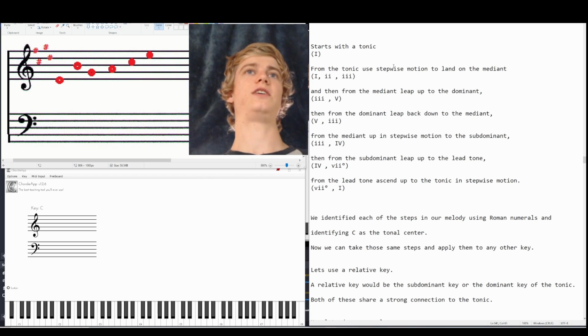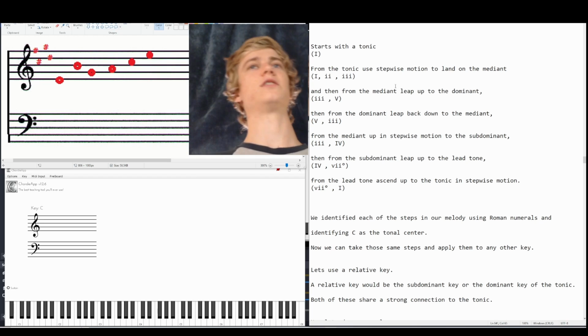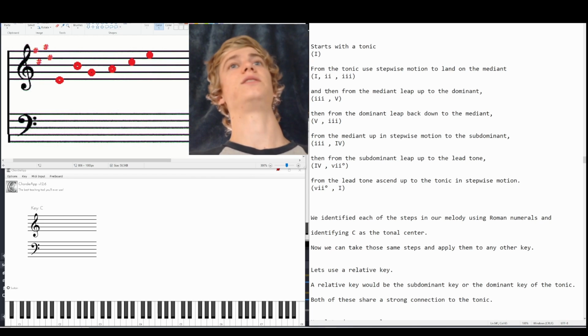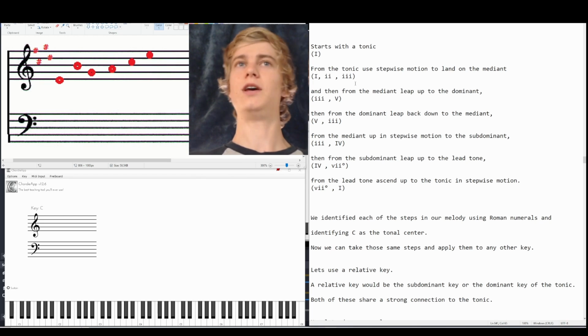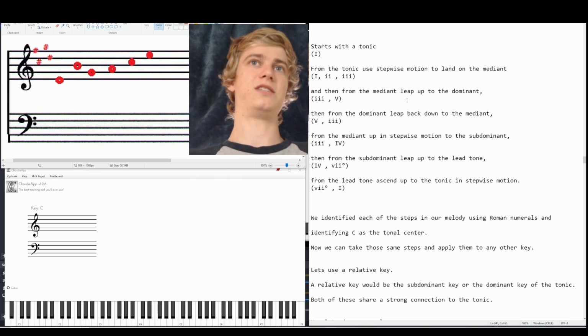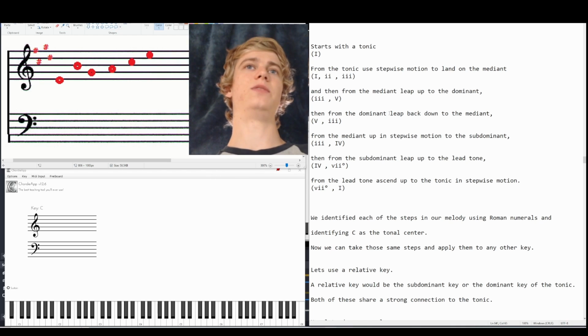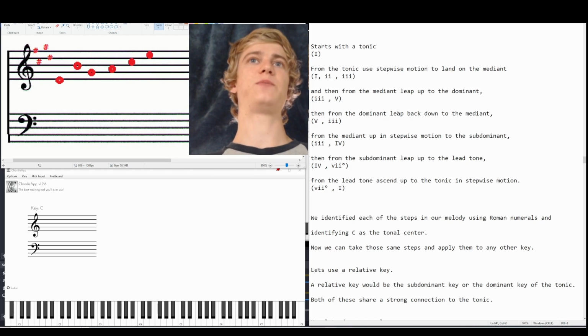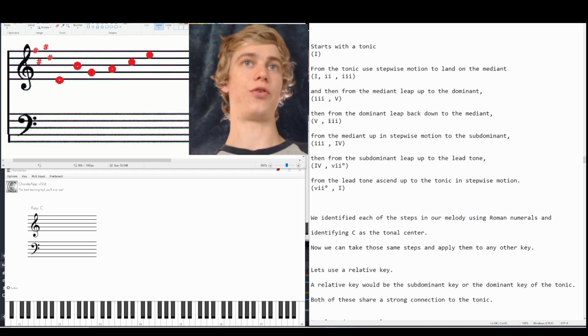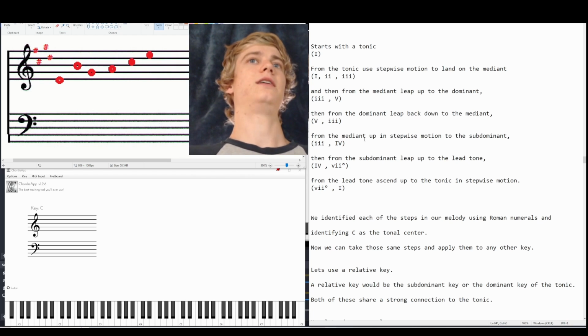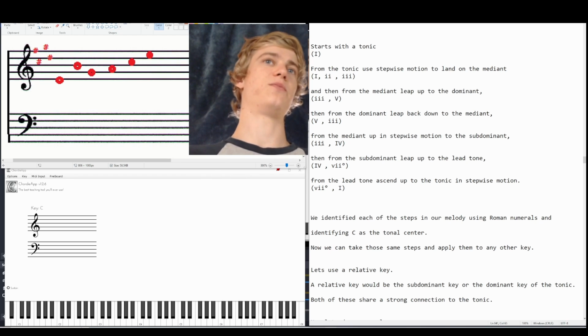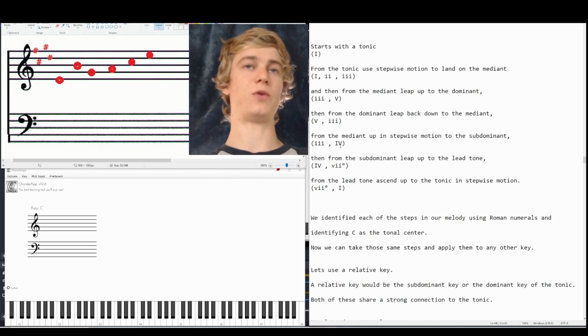In the context of C major, our melody is starting on the tonic, the 1. From the tonic, it is using stepwise motion to land on the mediant. It's going from the 1 to the 2 to the 3, using a few steps. And then from the 3, the mediant, it uses a leap up to the dominant, which is our 5. Then from the dominant, our 5, it leaps back down to the mediant, our 3. From the mediant, it's up in stepwise motion again to the subdominant, so it just goes up from 3 to 4 using that one step.